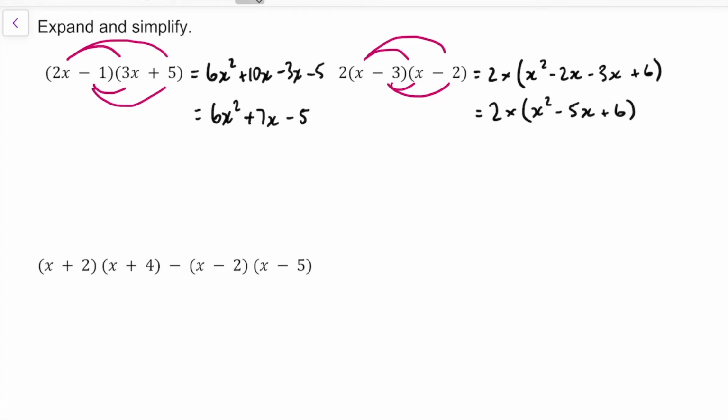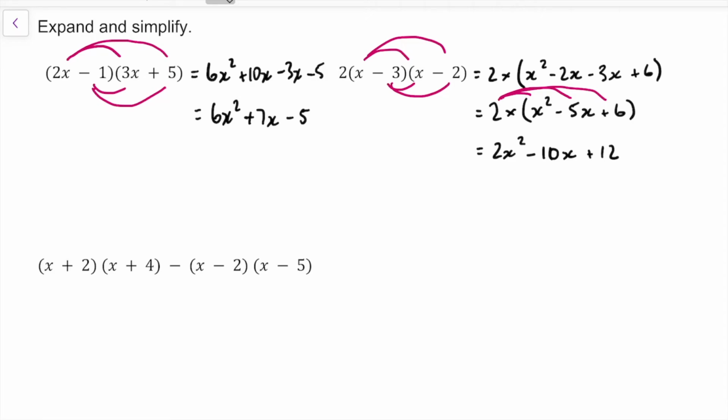And now I'm actually going to bring all that across. So now I'm going to have 2 lots of x squared. I'm going to have minus 10x. And then I'm going to have plus 12. Alright, so step it out. Don't try to do it all at once. Do each bit as you're going.